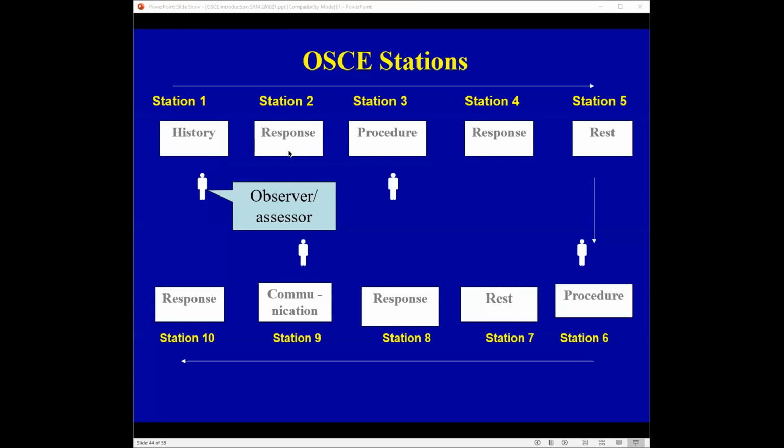This is a response station where perhaps there is an ECG or a chest x-ray or something where there is no need for an observer. This is a procedure station, like take the measure, the ankle jerk, or take a blood smear or something like that, where again there is an assessor, again a response station, a rest station, a procedure station, again maybe a rest station, response station, communication station, where we are looking at ability to counsel or to educate, where again there is an observer or an assessor, and again another response station. I mean, this is just an example of how an OSCE can actually be organized.